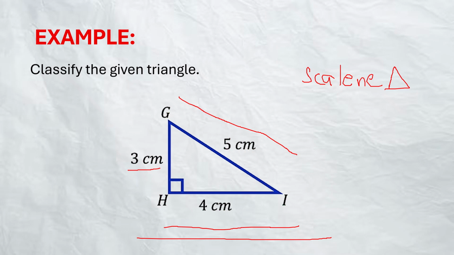By definition, a scalene triangle is a triangle that has no equal sides. Next, let us check the angles of the triangle. We can observe here that angle H has a square symbol. It means that it is a right angle. So if it is a right angle, we can say that this is a right triangle. So it's a scalene triangle according to side, and it's a right triangle according to angle.